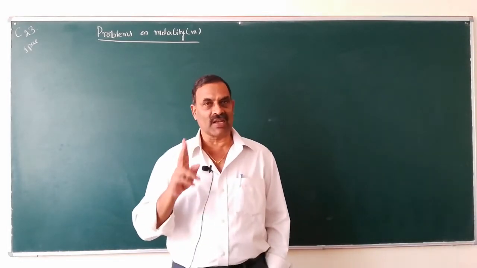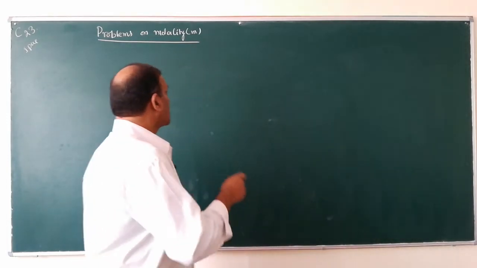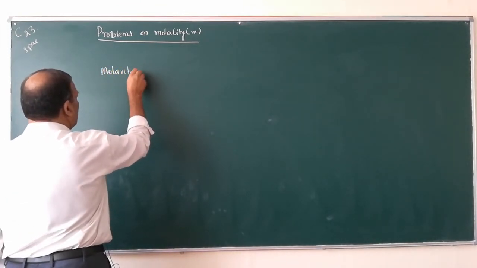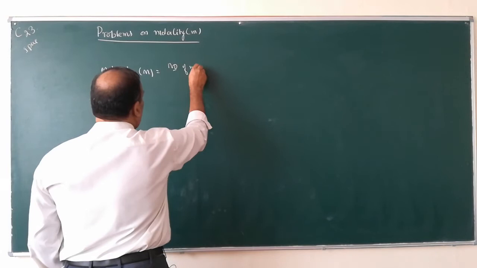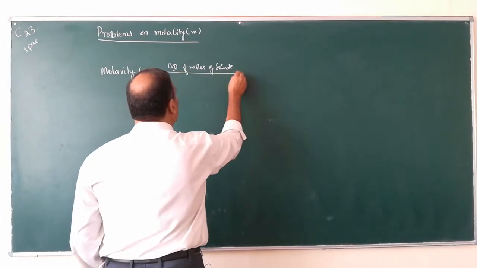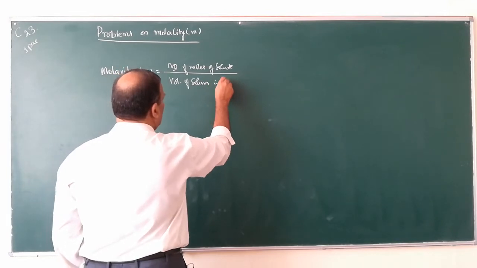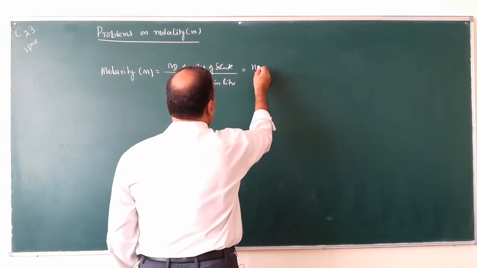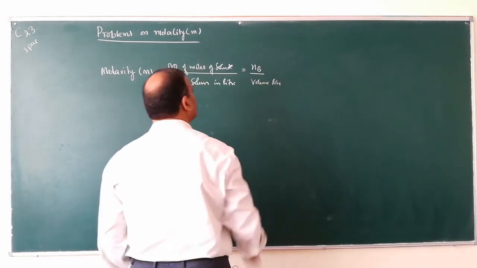So, 1 liter of solution contains both solute and solvent. So, what is the formula for molarity? Molarity M equals number of moles of solute divided by volume of solution in liter. So, this is equal to NB divided by volume of solution in liter.